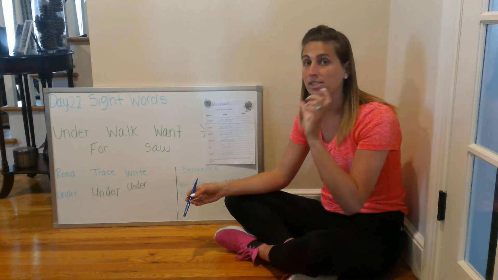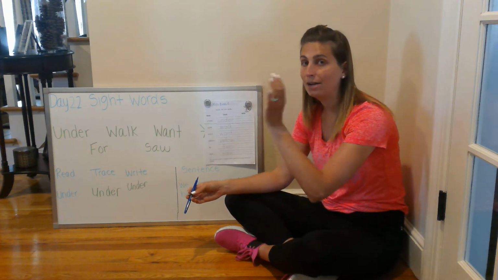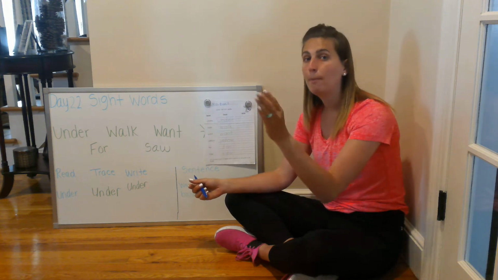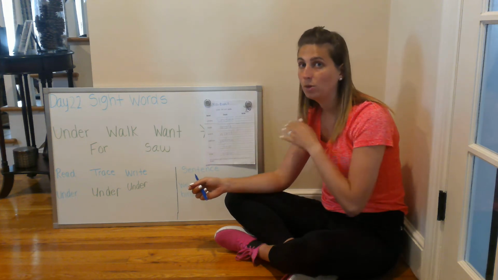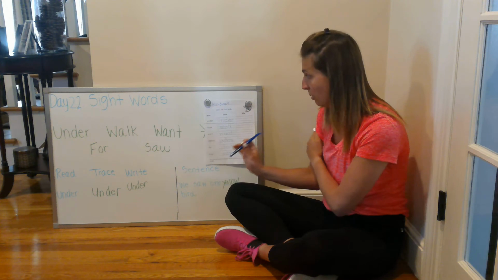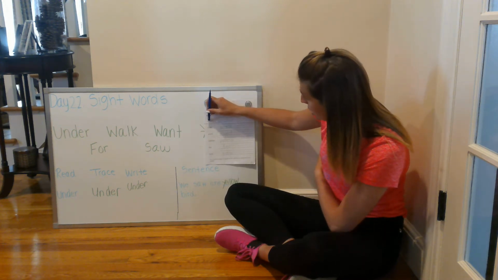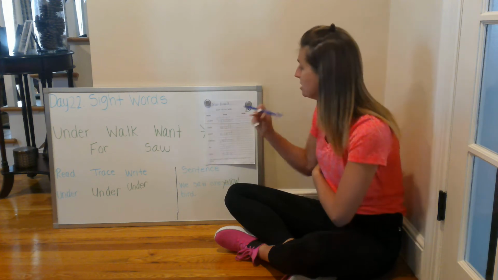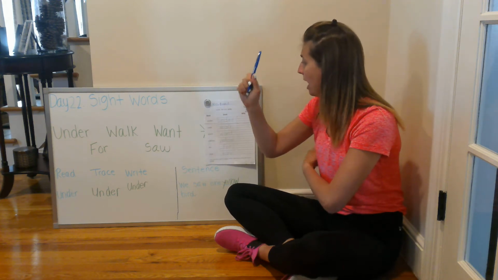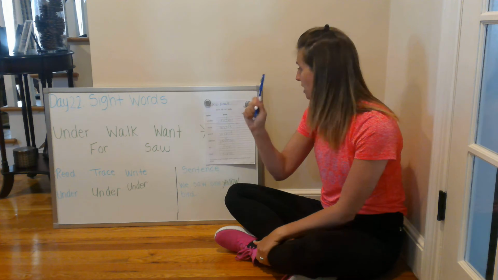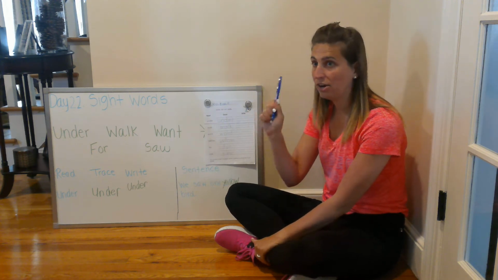Remember, when a sight word is unfamiliar to you, you're going to sound out each of the letters and then combine all of them together to see what sight word it is. So we'll read our sight word together. The sight word is under. Now we're going to trace the sight word under with our pencil as we trace each letter and say each letter as we trace it.